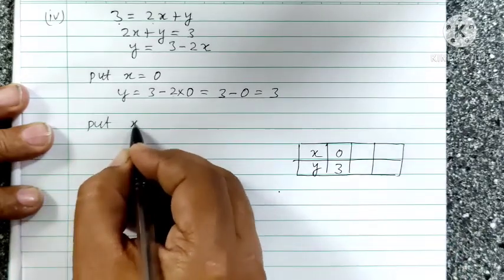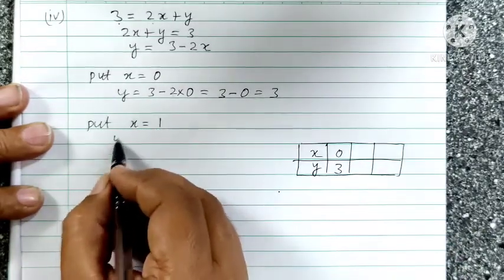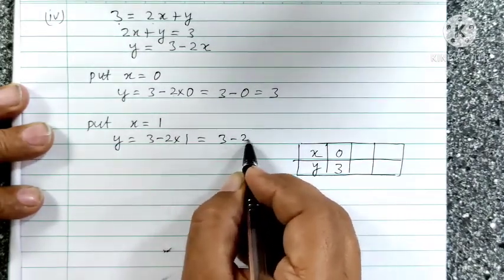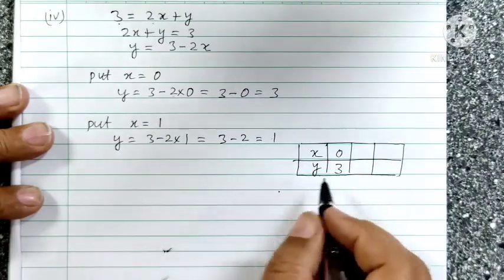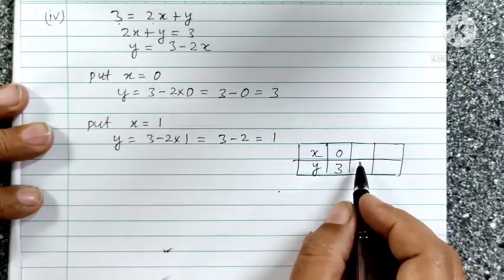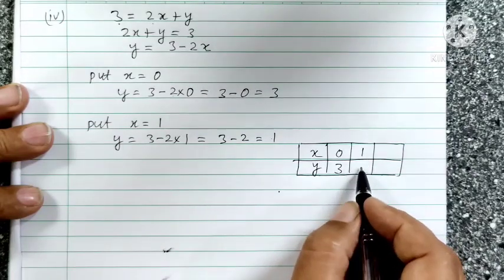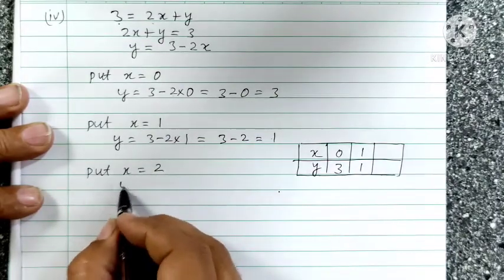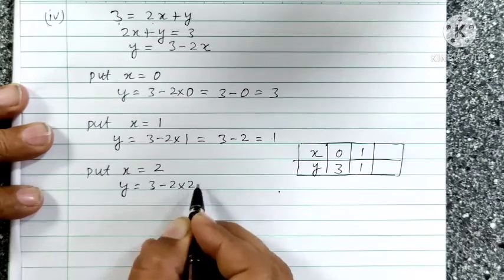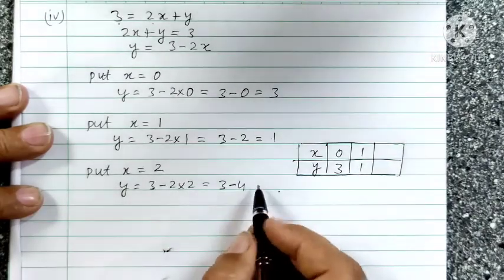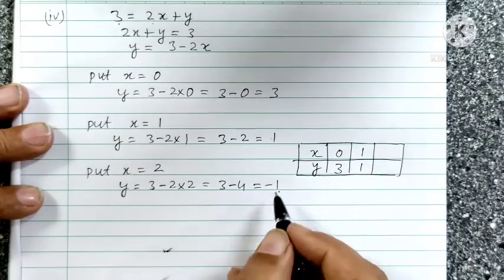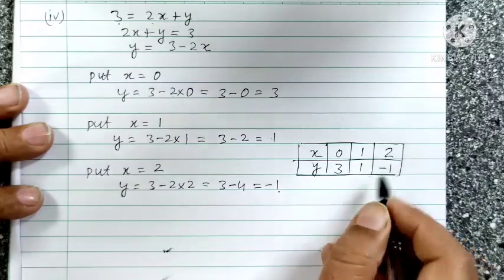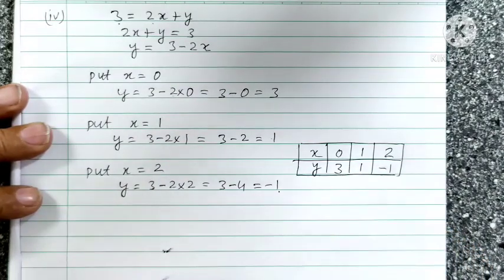Now put x equals 1. So we'll get y equals 3 minus 2 into 1. That will be 3 minus 2, and that is equal to 1. So when we put the value of x equals 1, we get y equals 1. Now put x equals 2. So y will be equal to 3 minus 2 into 2, that is 3 minus 4, and 3 minus 4 is minus 1. So when we put x equals 2, we get y equals minus 1.